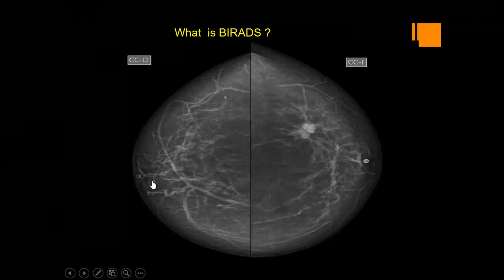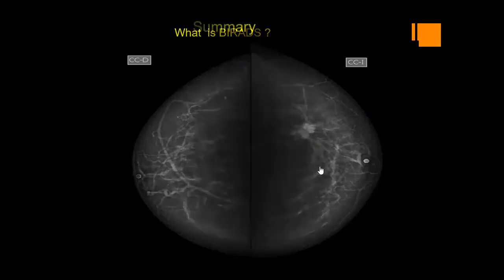And this is BI-RADS 5, straightforward because it is a spiculated mass. It has convex borders and high density. The density is abrupt from the margins. At the margins it is not fading.